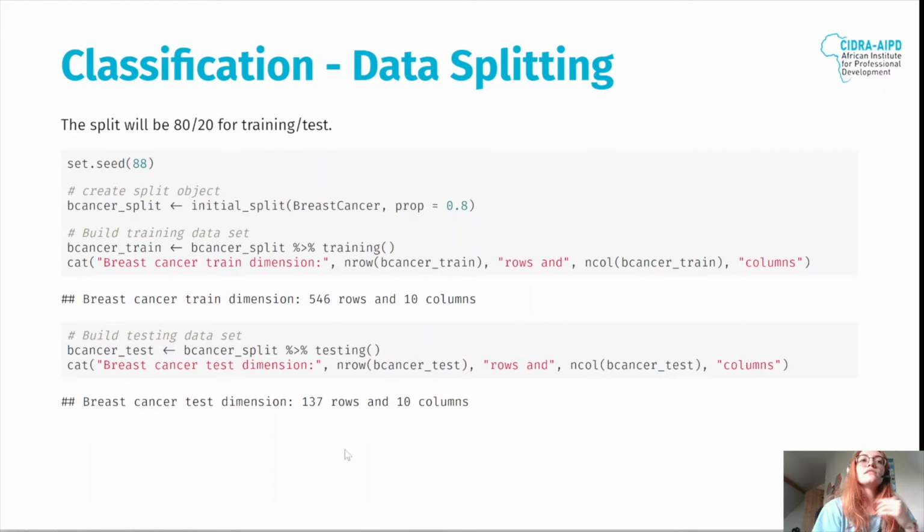So I'm creating the split here. I call it b_cancer_split. As we saw in the regression, it's done the same way. We use the initial_split function, giving the data set and the proportion. Then to get the training set, we need to apply the training function to the split. And then we can see that the 80% represents 546 rows and 10 columns. To get the testing set, we apply the testing function to the split, and we are left with 137 rows and 10 columns.